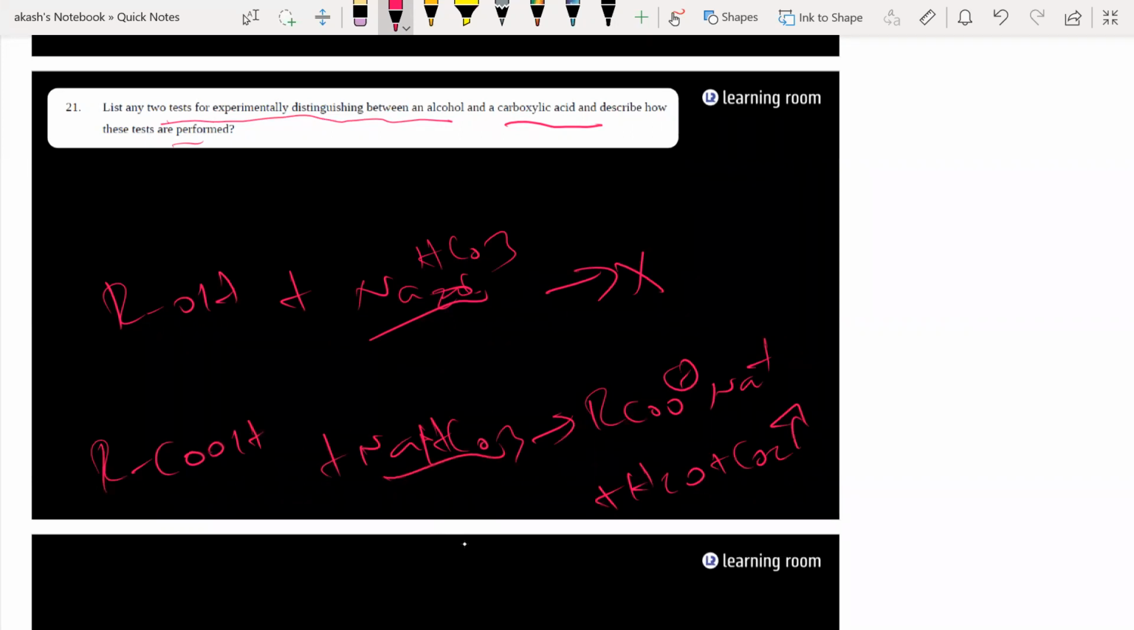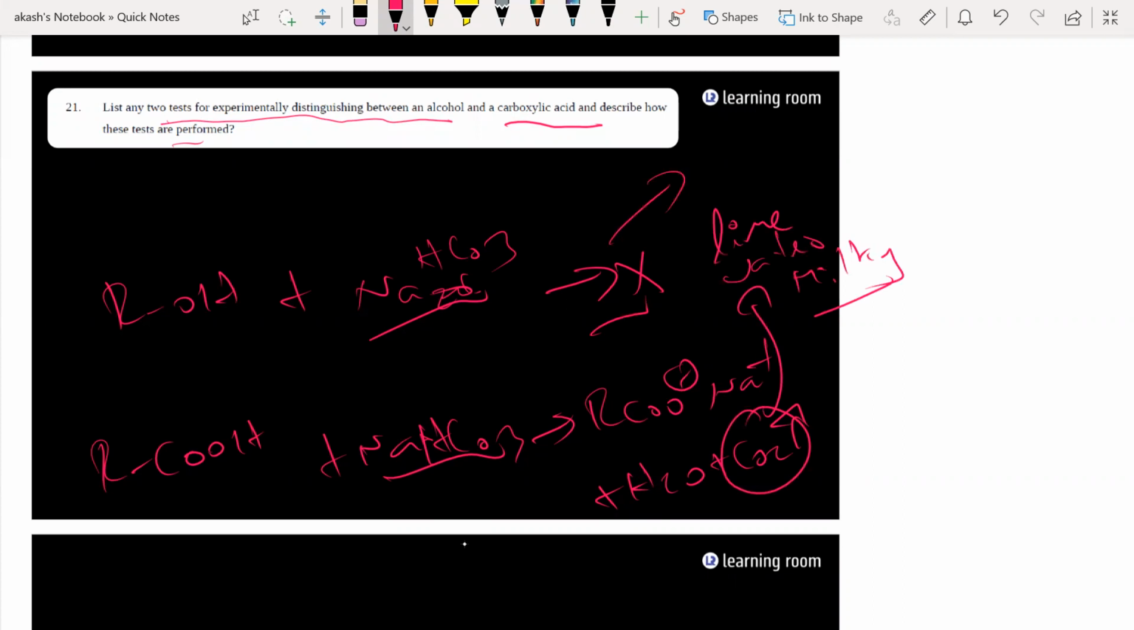Sir, is it enough if we write effervescence is produced? Effervescence produced in what? With the carboxylic acid. Making it react with what? Sodium hydrogen carbonate. No, we cannot say effervescence. You can say that carbon dioxide will be released and this will be able to turn your lime water milky. That you can say. But in the case of the alcohol, no carbon dioxide is evolved, and there is no gas that turns the lime water milky. That is how you'll be able to go further.